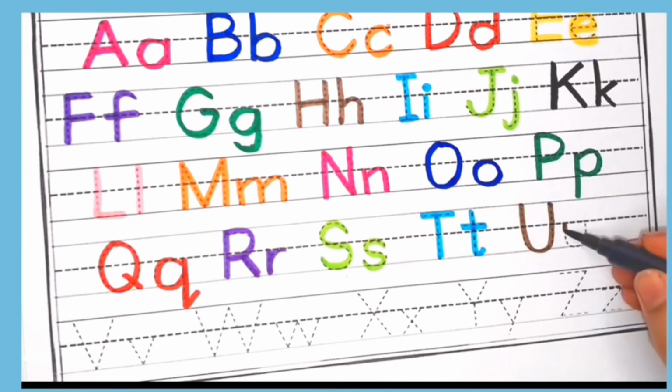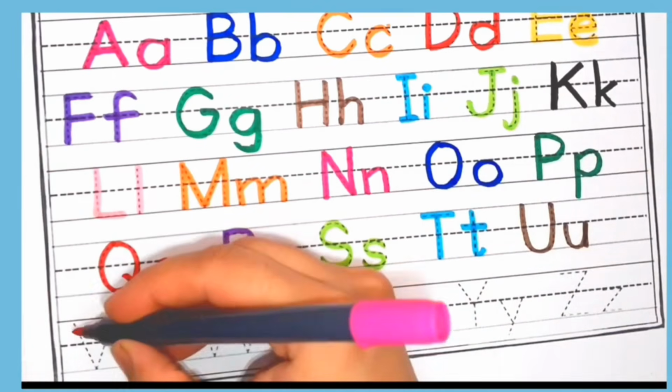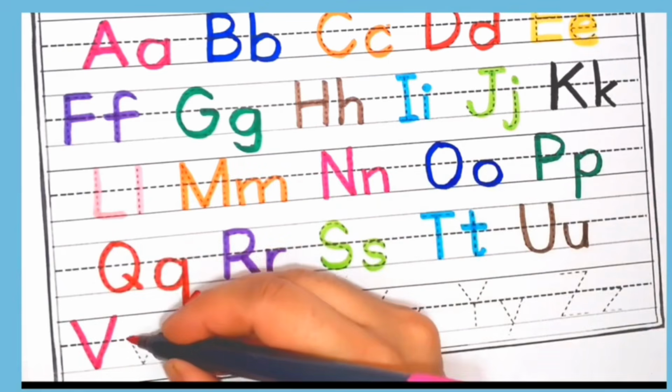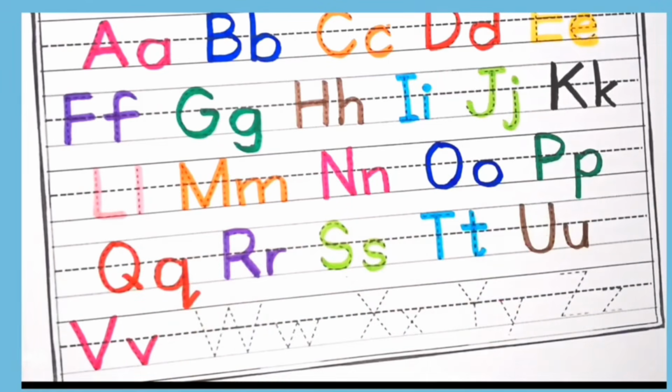Capital U, small u, U for umbrella. Capital V, small v, V for van.